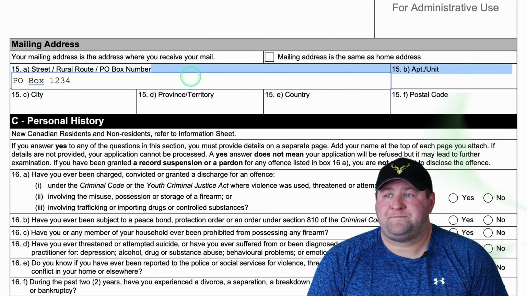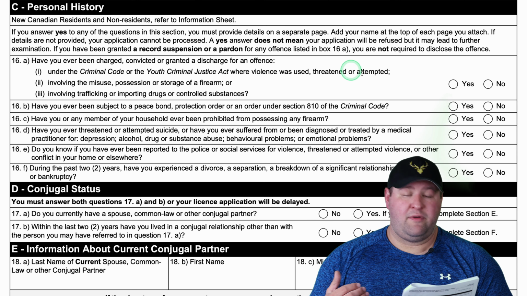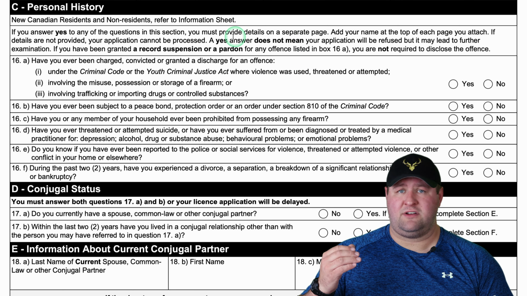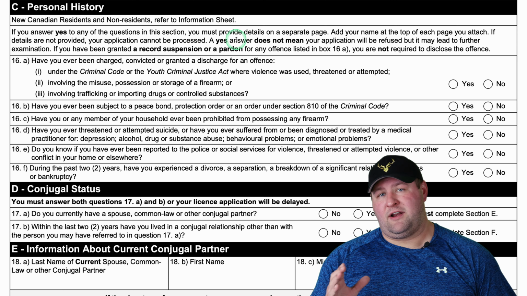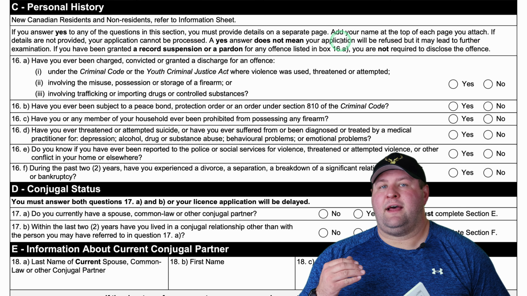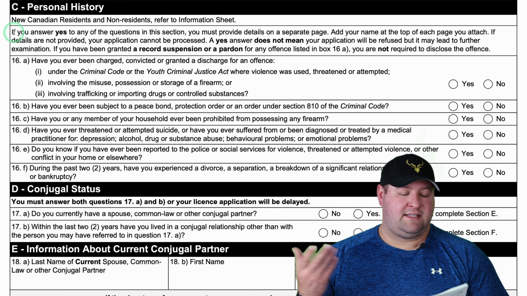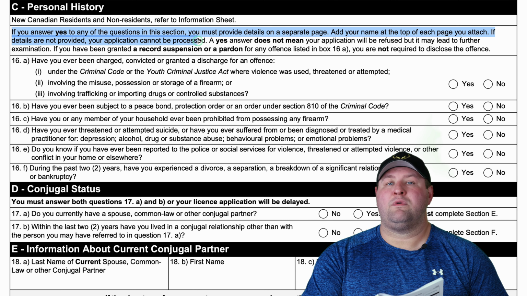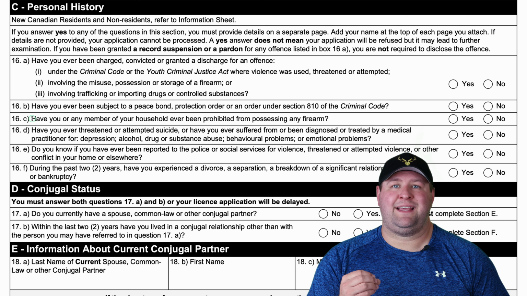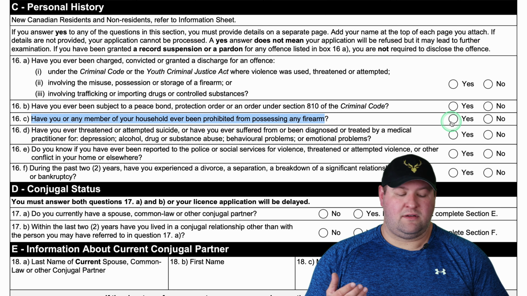Next is personal history. So they ask you a lot of personal questions. Have you ever been charged for an offense? Things like that. Answer these honestly. If you check yes to anything, you're going to have to write on a separate sheet explaining the reason behind your offense. So, for example, if someone in your household is prohibited from owning a firearm, the chief firearms office may say you can't store your firearms at your home. You have to store them somewhere else.